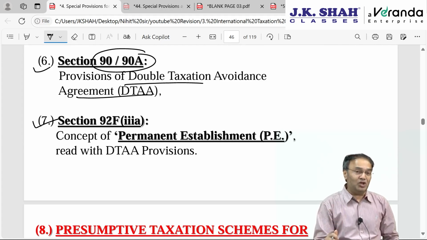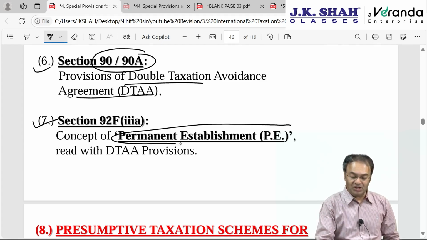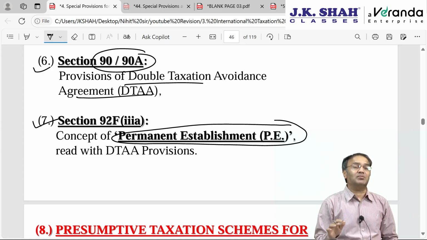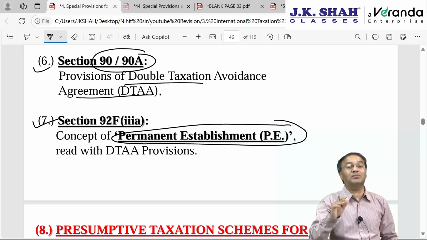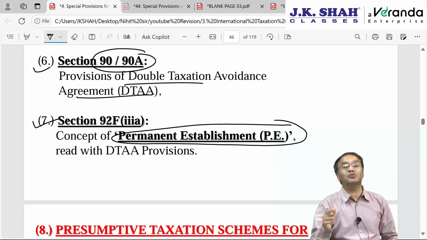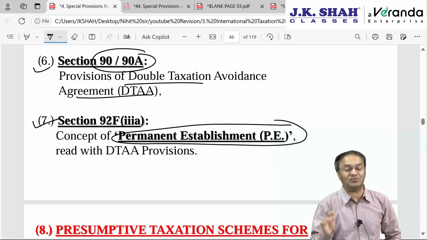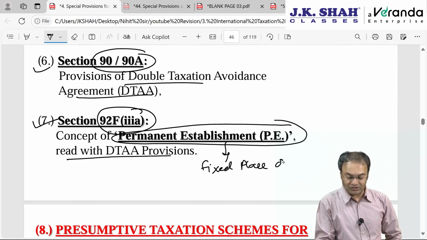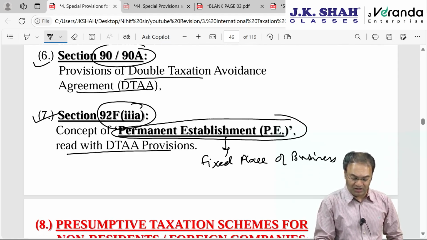Then in the transfer pricing chapter we discussed the meaning of the term permanent establishment, PE. Permanent establishment we repeated in some other chapter also. But permanent establishment ideally means branch, factory, shop, showroom, godown, warehouse, etc., a fixed place of business. Along with the DTAA provision, permanent establishment in India is defined in section 92F clause 3A, which means a fixed place of business in India through which business or profession is wholly or partly carried on.